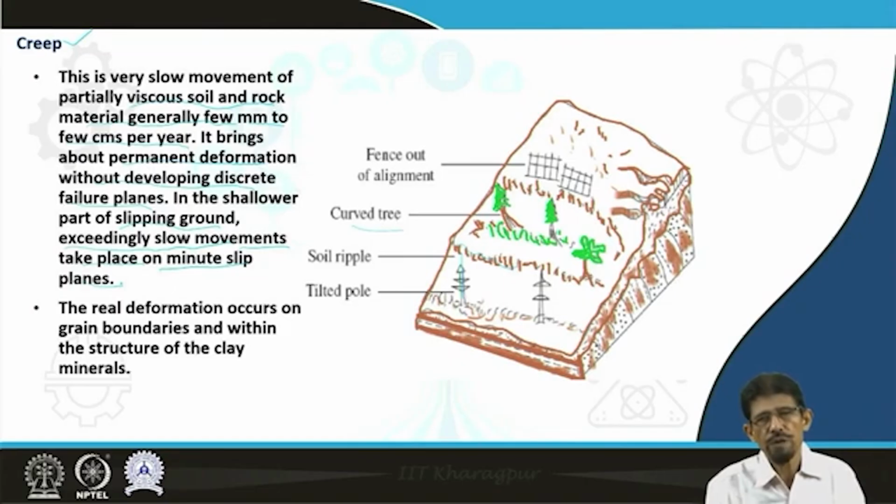Therefore it is very difficult to recognize creep, and the real deformation occurs at the grain boundary and within the structure of clay. This type of phenomenon is very dangerous because initially it is very slow, but later on the speed we have recognized was very fast, as per evidence of past creep-dominated landslides.